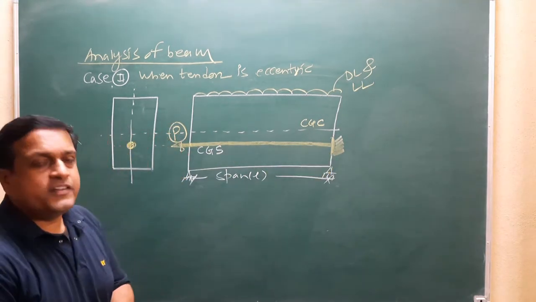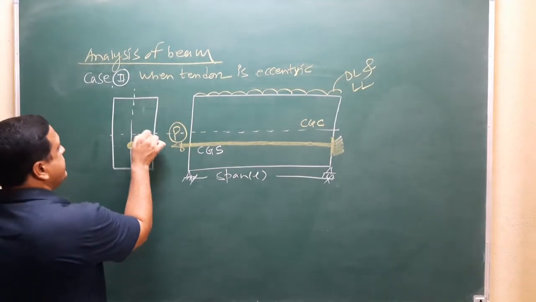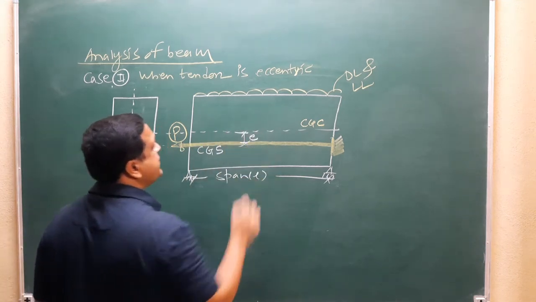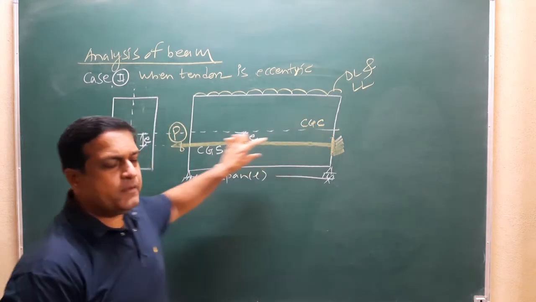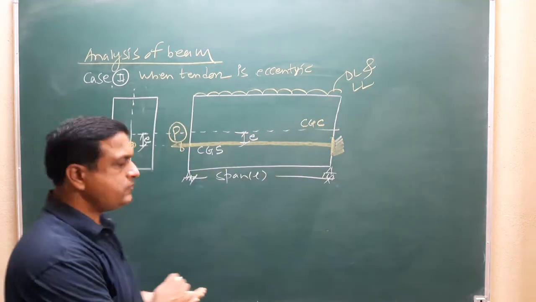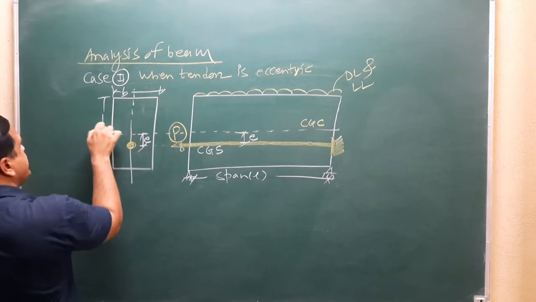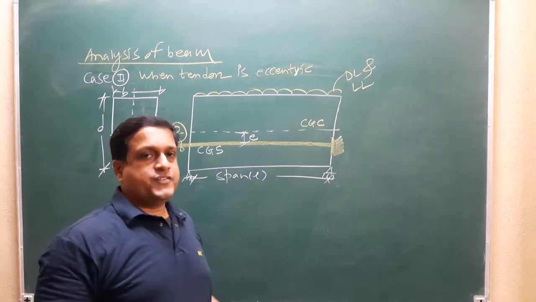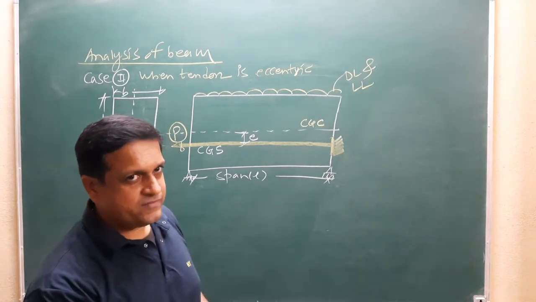Now there is a difference between CG of concrete and CG of steel, and that difference is called eccentricity E. Eccentricity is constant throughout the beam. So this is the width of the section and this is the depth of the section. Now you have to find out the stresses. There is one extra stress.